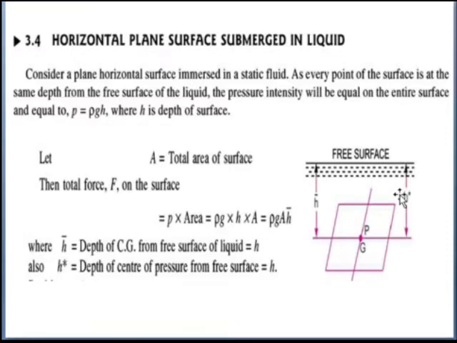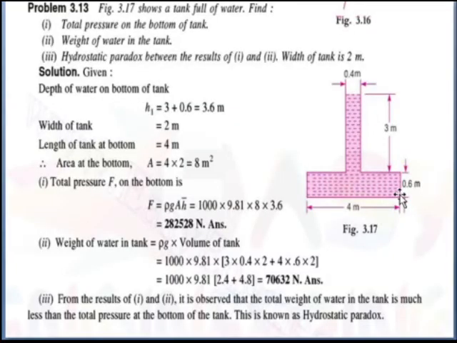Next we will see one example on the horizontal plane surface immersed in the liquid. In the figure you can see the tank, which is full of water. We have to calculate the total pressure and the weight of water in the tank. Then we have to calculate the hydrostatic paradox between these two results, meaning the total pressure and the weight of the water.